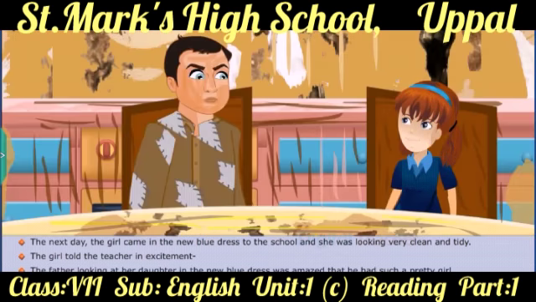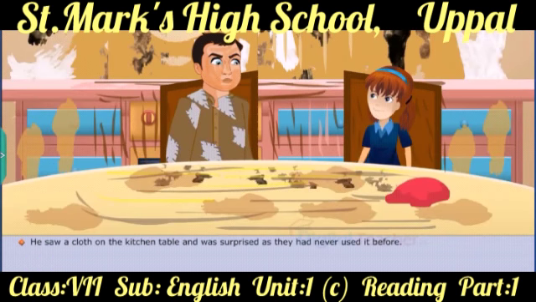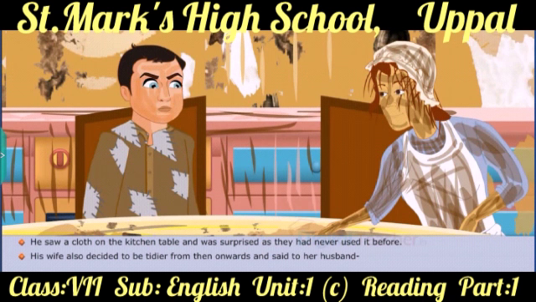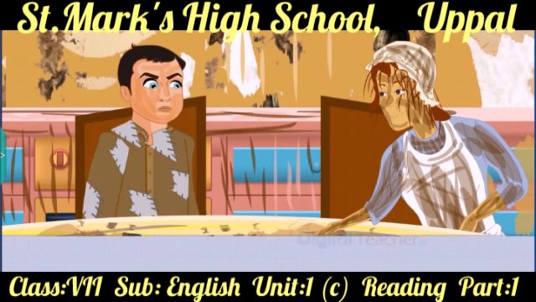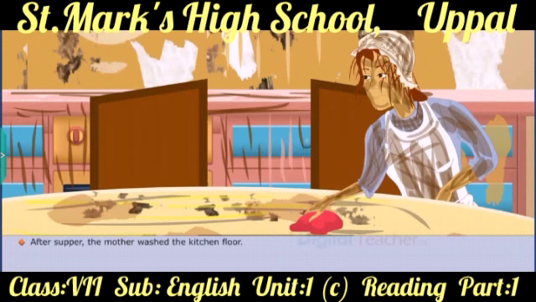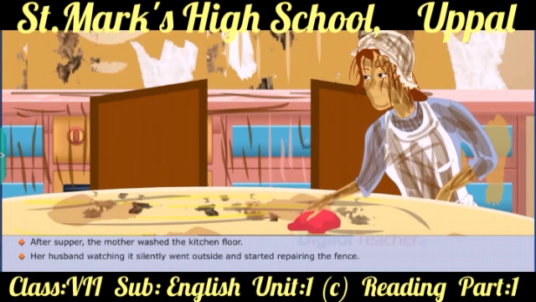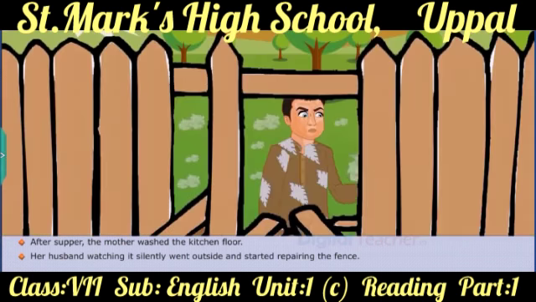The father, looking at his daughter in the new blue dress, was amazed that he had such a pretty girl. He saw a cloth on the kitchen table and was surprised as they had never used it before. His wife also decided to be tidier from then onwards and said to her husband, "I feel ashamed to be dirty when our daughter is clean." After supper, the mother washed the kitchen floor. Her husband, watching it silently, went outside and started repairing the fence.